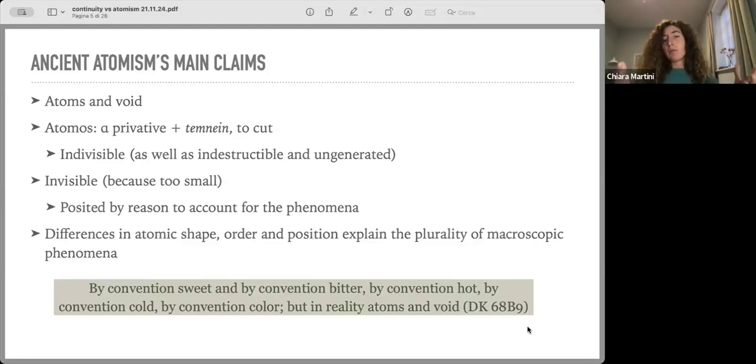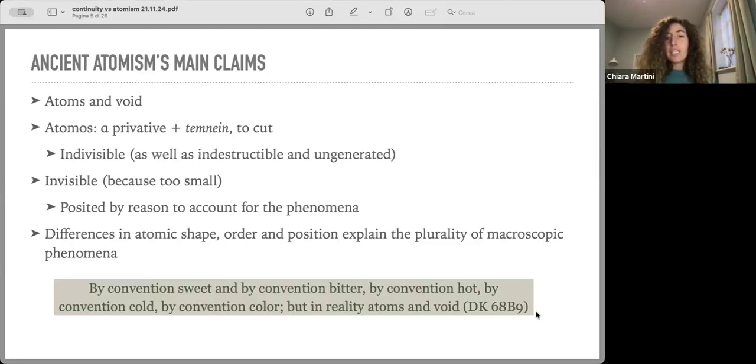The idea is that everything that we see, everything that we perceive in our macroscopic, normal, everyday life is just a derivative aspect. And it can really be just referred back or explained in terms of different compositions of different numbers of atoms. The atoms move in the void, they combine in different ways, and out of that combination result all the things that we see in the world. Atoms can have different shape, different order, and different position, and they can also have different sizes. But apart from that, everything else, all the phenomena that we see are just results. They're just epiphenomena of these combinations of atoms.